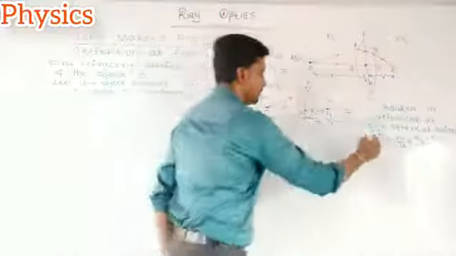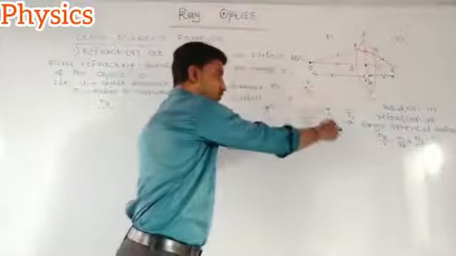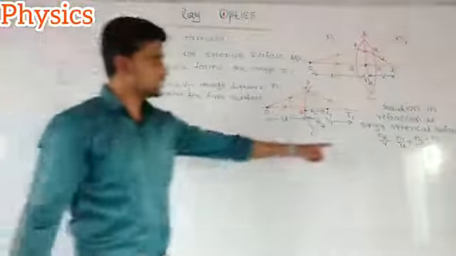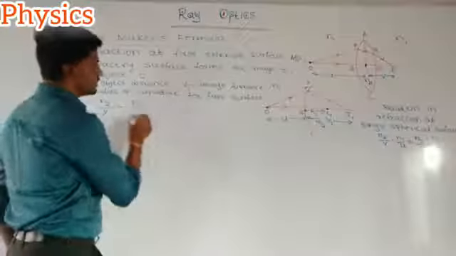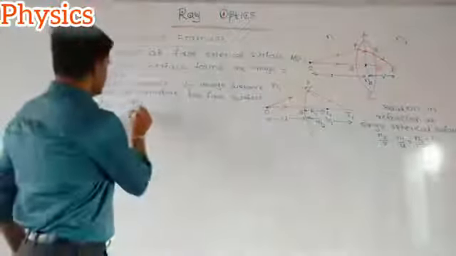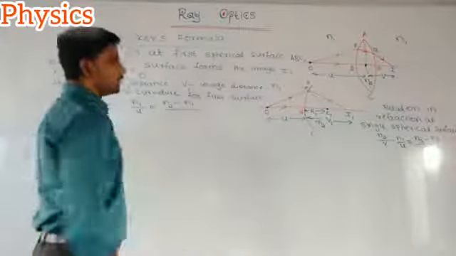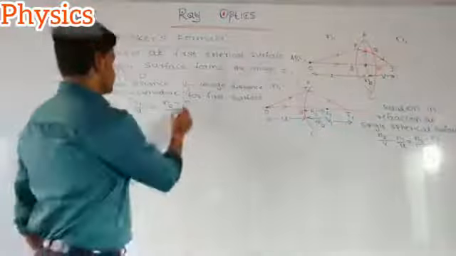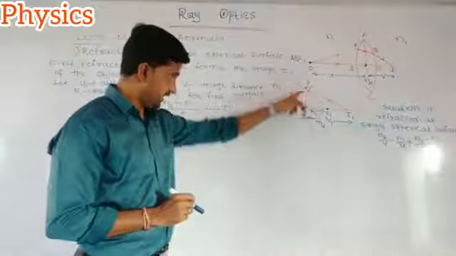Here N2 is the refractive index of the second medium, N2 divided by V. V is the image distance, but for the first refracting surface, the image distance is V1. Instead of V, I am writing V1, minus N1, the refractive index of the first medium, divided by U, the object distance, is equal to N2 minus N1 divided by the radius of curvature of this spherical surface, R1. This is equation 1. So this is the refraction at the first spherical surface, that is ABC.